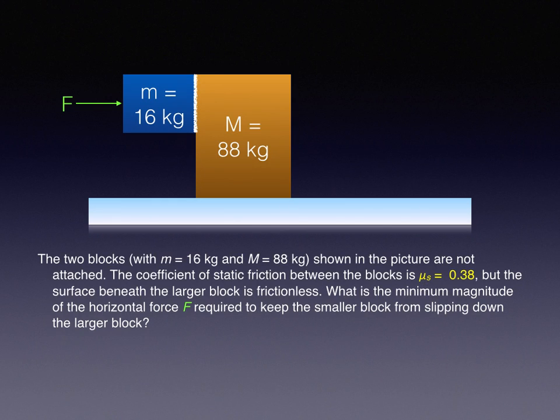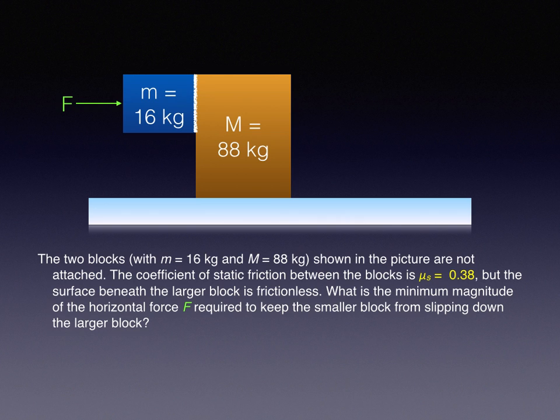Hi everyone, welcome back. This is example 7-8 in our friction and inclined planes chapter. And even though there's no inclined plane here, there's certainly going to be a lot depending on friction. So let's go ahead and read this and try to make some sense of it.